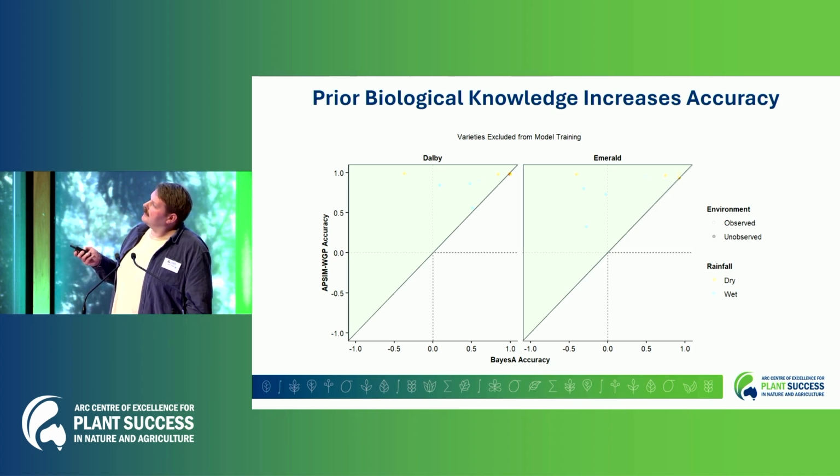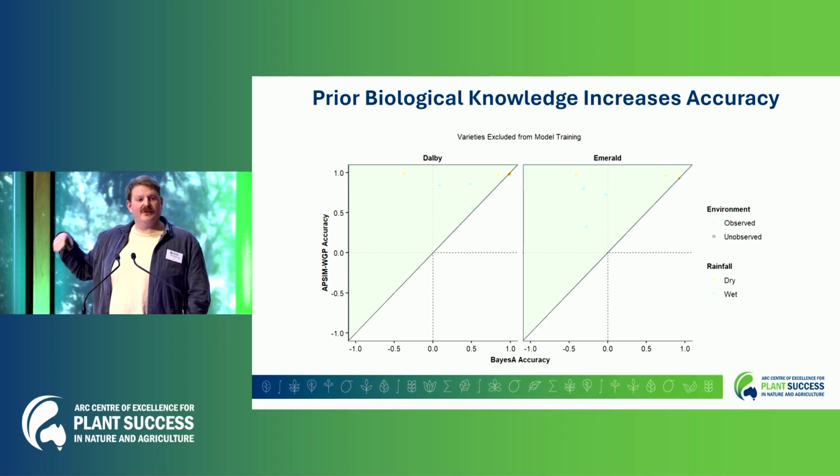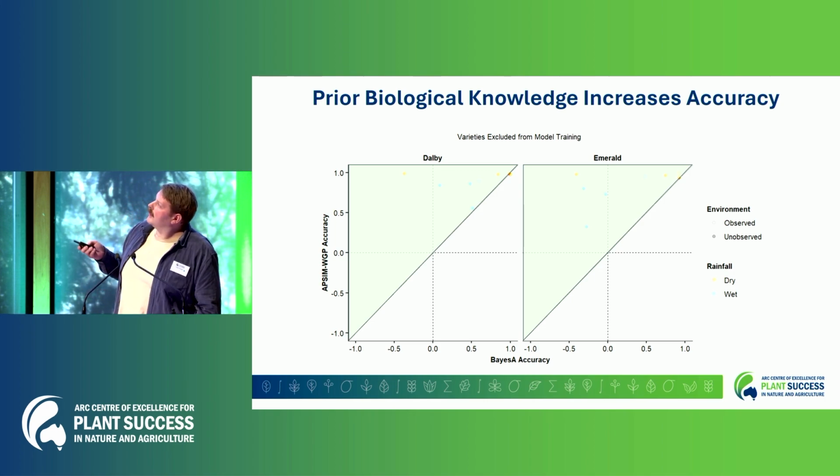What we're seeing is that including the APSIM sorghum model is giving us a predictive advantage over not including that in the genomic prediction model, in pretty much all cases, apart from one, which I don't have time to go into today.